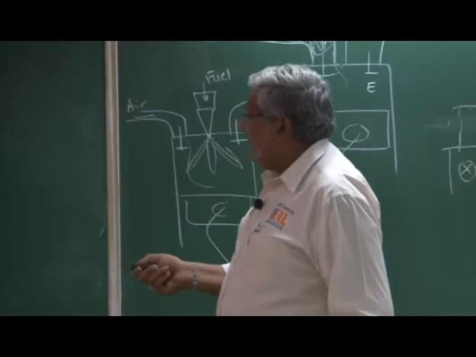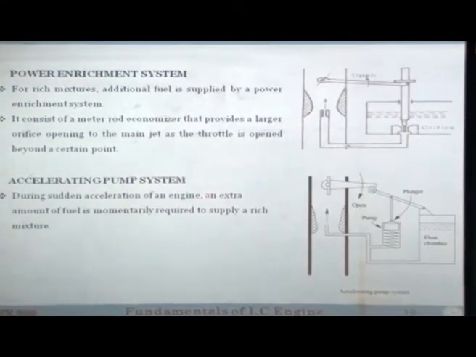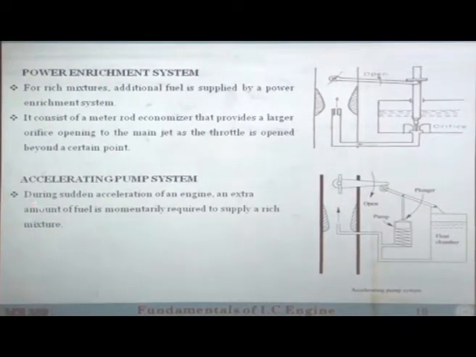So, for accelerating, you have something called accelerating pump systems. During sudden acceleration of the engine, an extra amount of fuel is momentarily required, only momentarily. When you are cruising, it is not required; when you are accelerating, only at that time the extra fuel is required. How do you give that? You give that extra fuel only for say 5 seconds or 10 seconds when the acceleration is expected. So you have to supply a rich transient, basically momentarily supply this rich mixture.